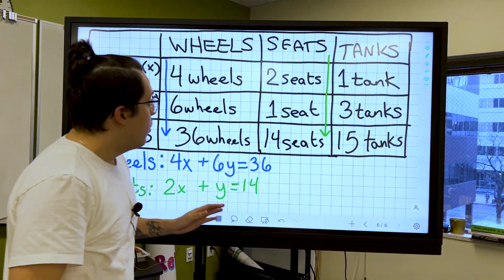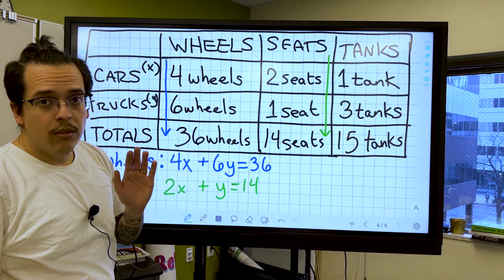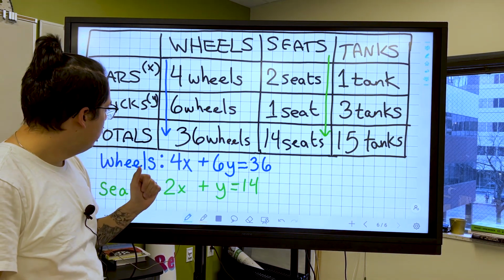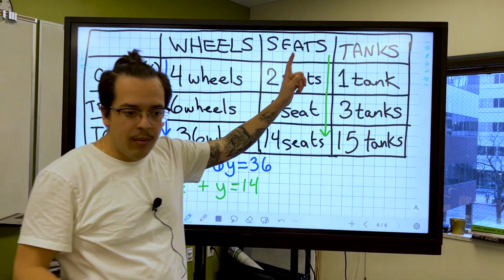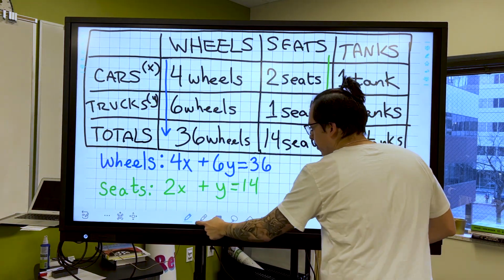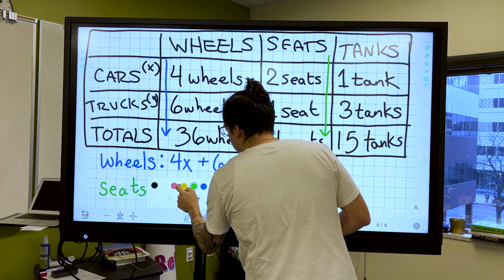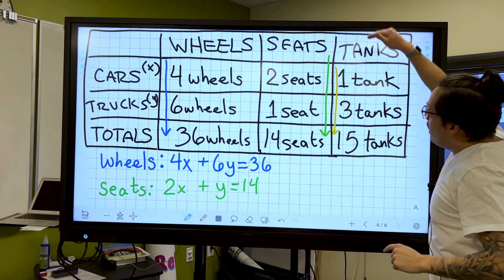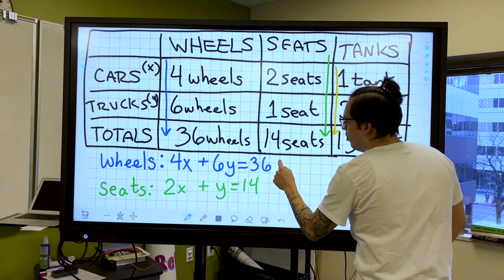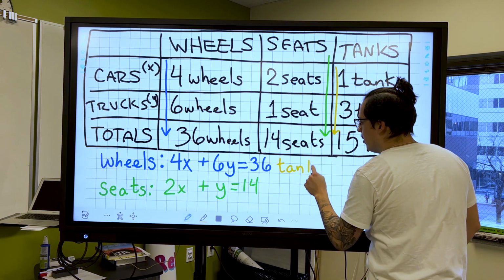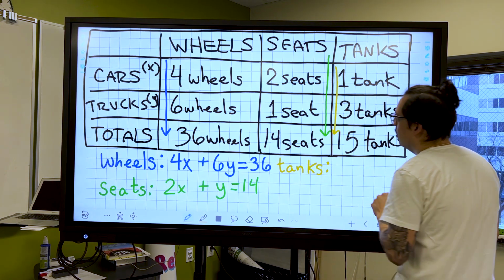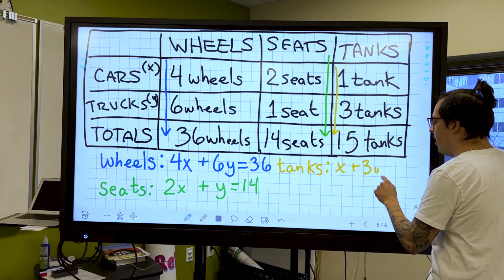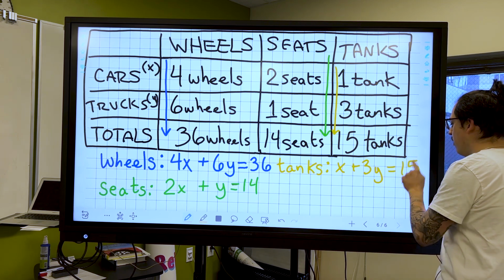And at this point, I hope that you can look at our table and see the equation that's going to arise as we describe our tanks relationship. So I'm going to change my color one last time. This time we're working with yellow. And let's read down the column, thinking about tanks. x plus 3y equals 15.